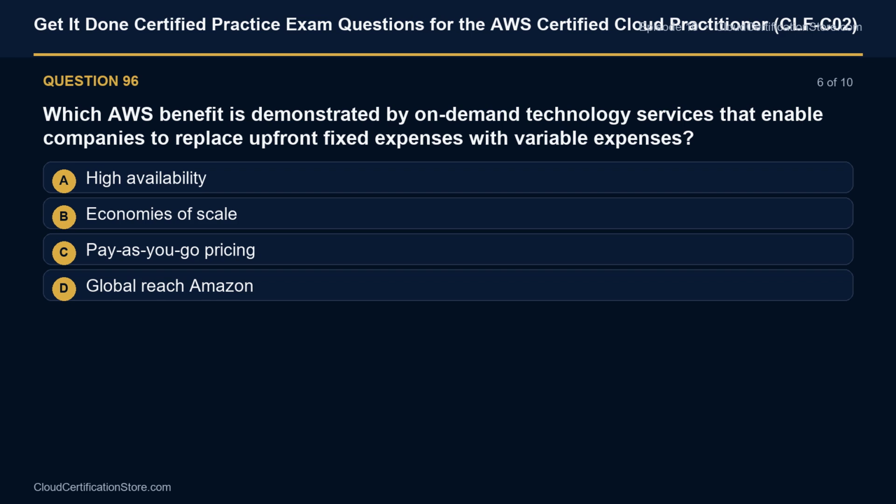Question 96. Which AWS benefit is demonstrated by on-demand technology services that enable companies to replace upfront fixed expenses with variable expenses? Option A. High availability. Option B. Economies of scale. Option C. Pay-as-you-go pricing. Option D. Global reach.